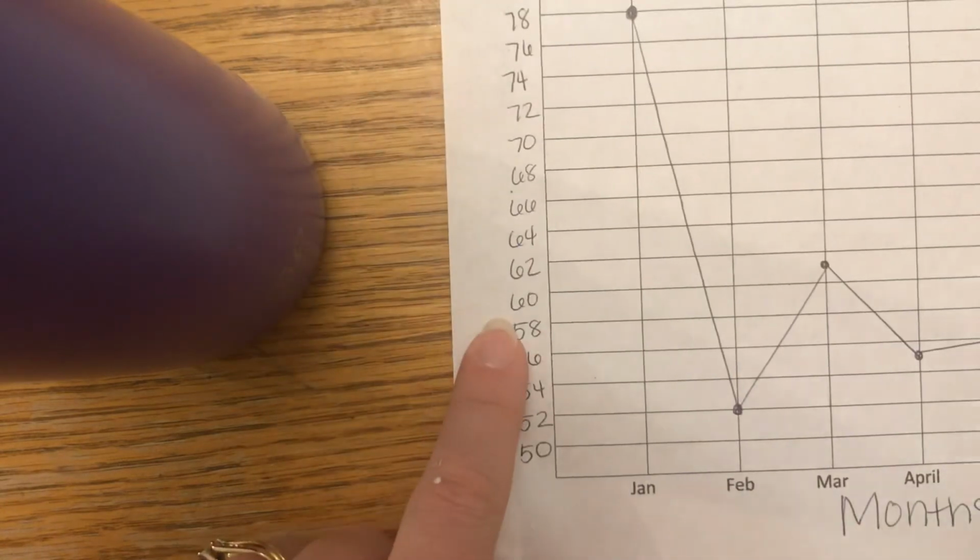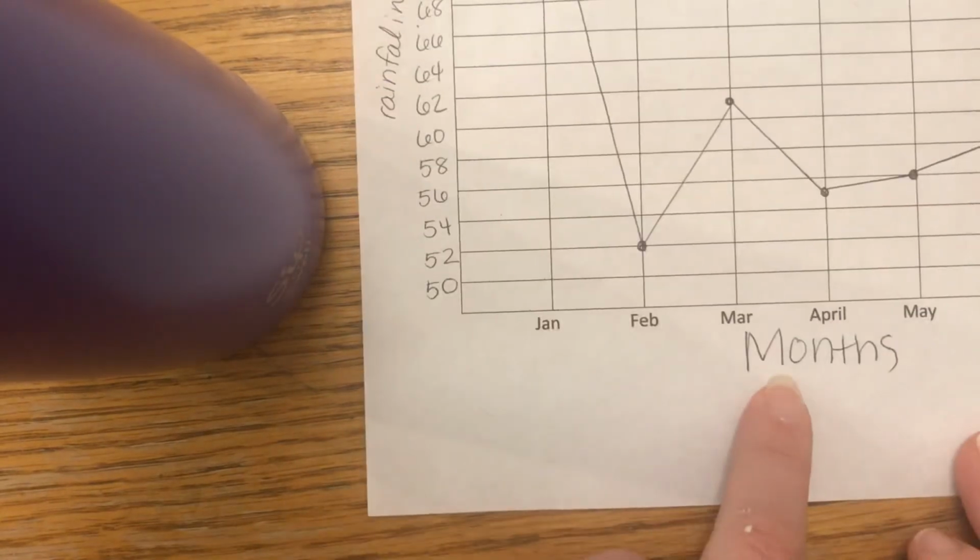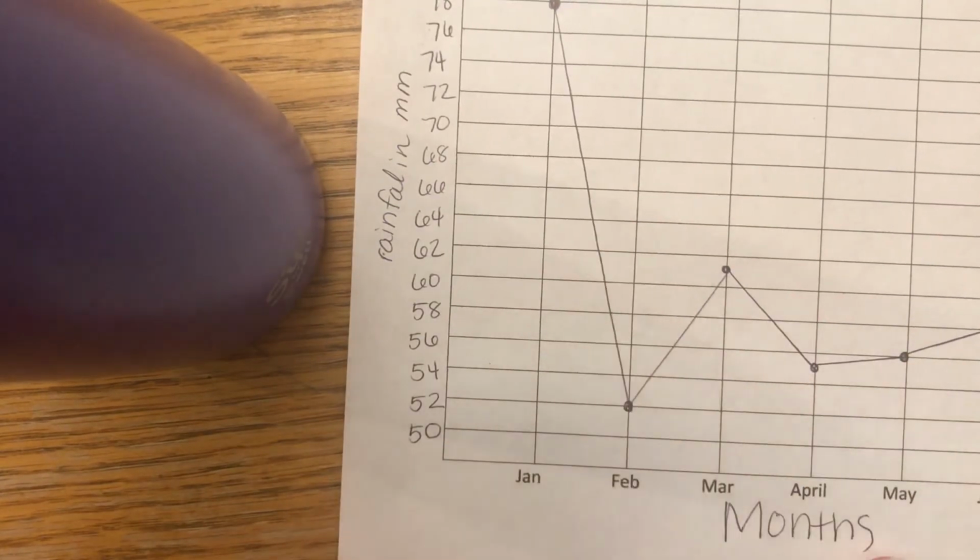Okay, I have to label what these numbers mean. Rainfall in millimeters. I labeled numbers, labeled words, title. They're all labeled on the lines, and I used a straight edge to connect.